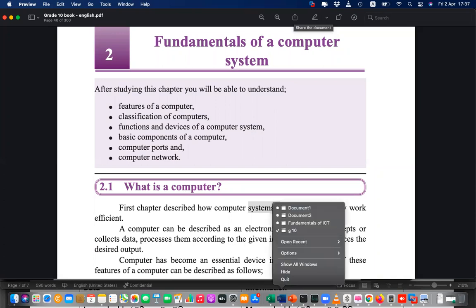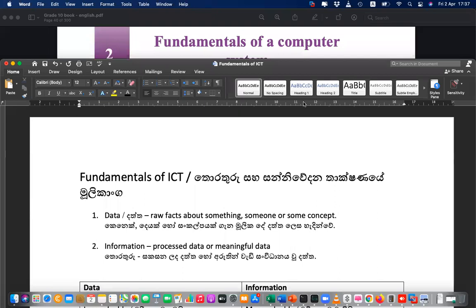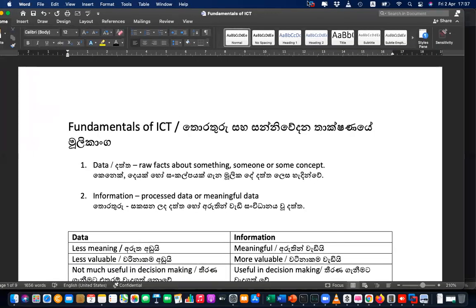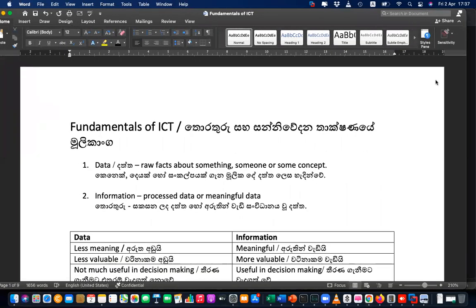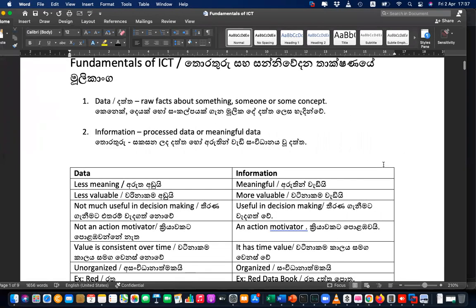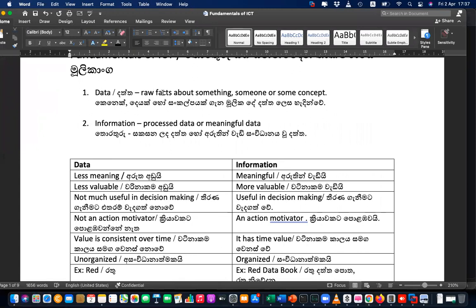So what is the system and how does it behave? Let's move to the fundamentals. But anyway, you should know the difference between data and information, right? Data are raw facts about something, someone, or some concept, whereas information is processed data or meaningful data. Actually, we learned this in the first chapter. Just revising the things that we have learned.